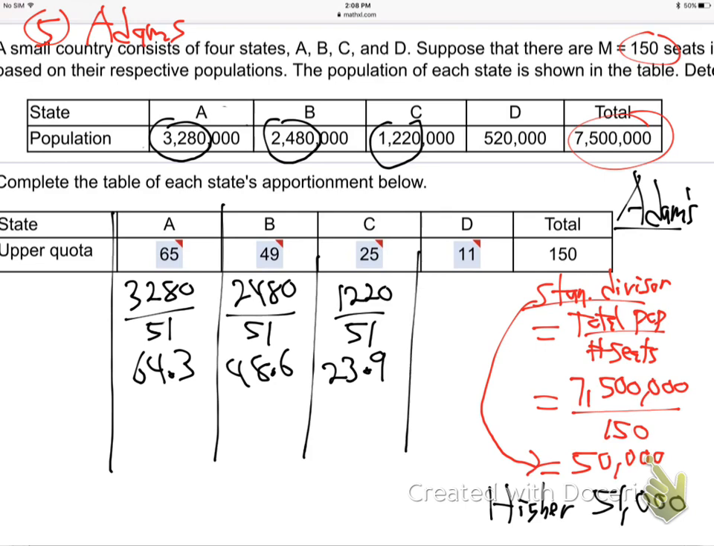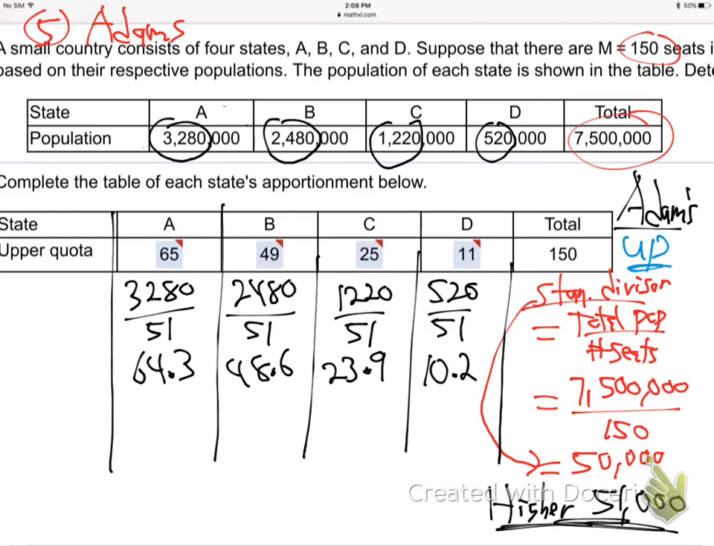And this one, 520, cut out 3 zeros in the back, over 51. I'm getting 10.2. Good to there? Just use your calculator, crank those. Now, what does Adam say to do, since we're using a higher standard divisor, with these numbers now? Round up.